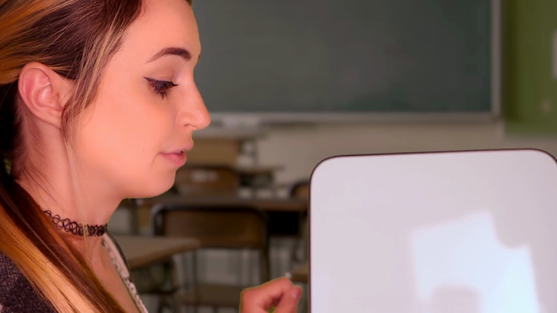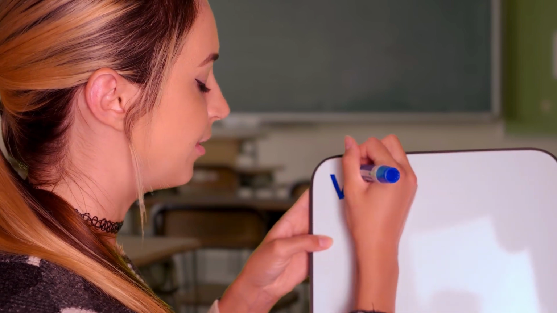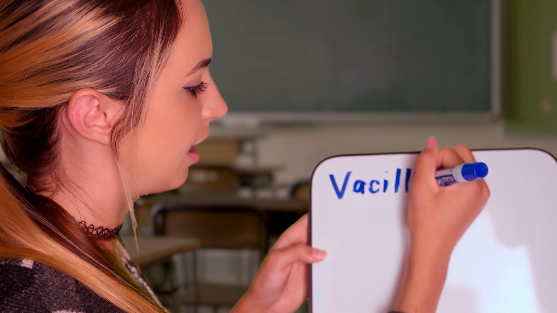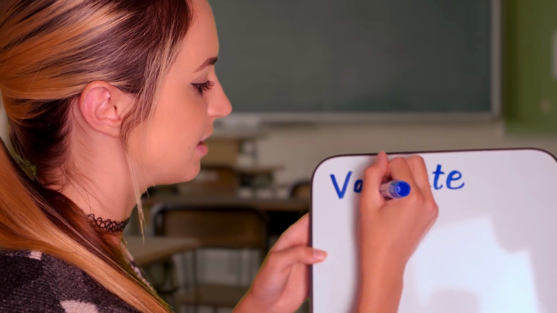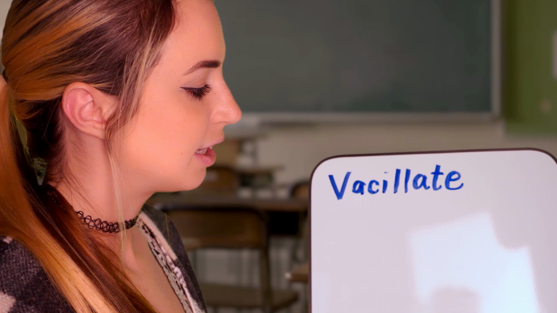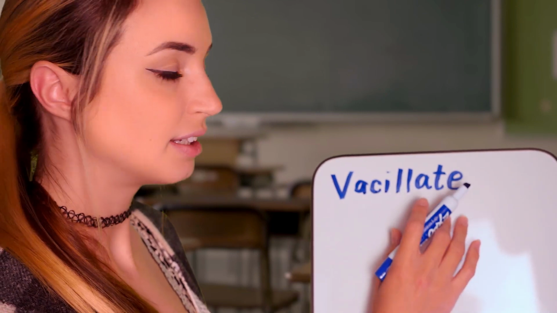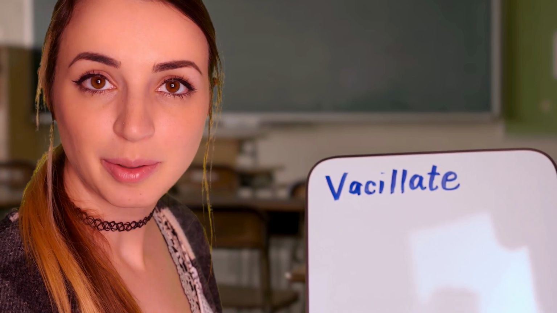Alright, so these are your lists. So the first word was vacillate. Vacillate, and that's spelled V-A-C-I-L-L-A-T-E. Vacillate. So do you know what part of speech vacillate is?